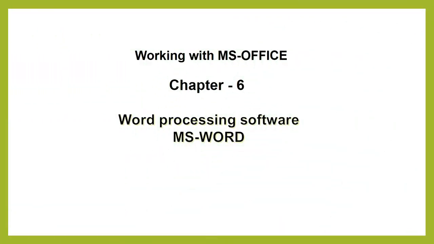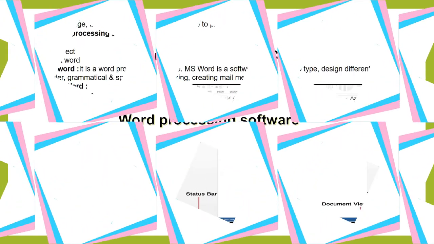In today's class we will discuss working with MS Office. As we have already covered the operating systems including DOS and Windows, the next topic is how we should work with the Microsoft Office package. Inside the Microsoft Office package, the first one is word processing software. So let's start. What is word processing software and how do we use Microsoft Word?